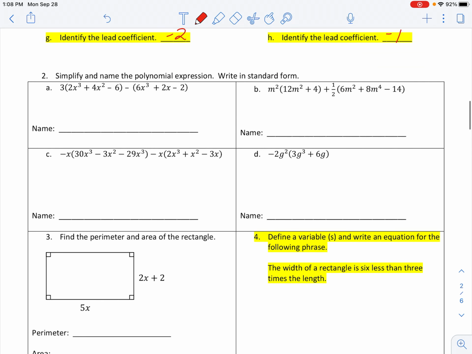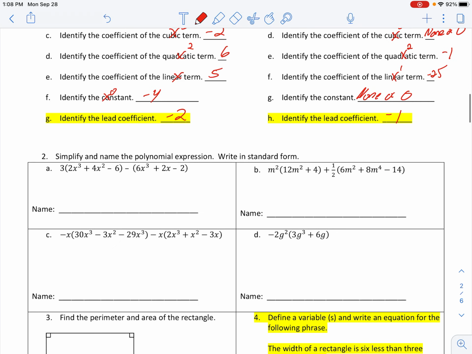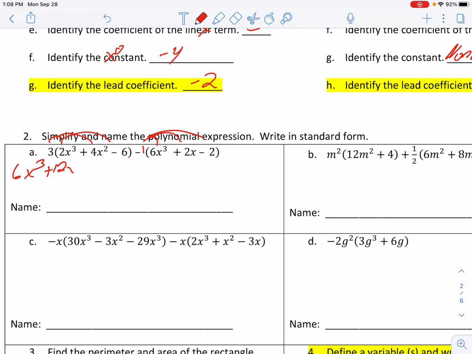All right, so now on number 2, we're going to continue on with what we did, kind of simplifying, but doing some more operations in between here. So on number 2, we're going to use our distributive property to get rid of parentheses. So in this case, I'm going to start off by distributing a 3. And then here I'm going to distribute a -1. So 6x to the third plus 12x squared minus 18 minus 6x to the third minus 2x plus 2. Watch your signs.